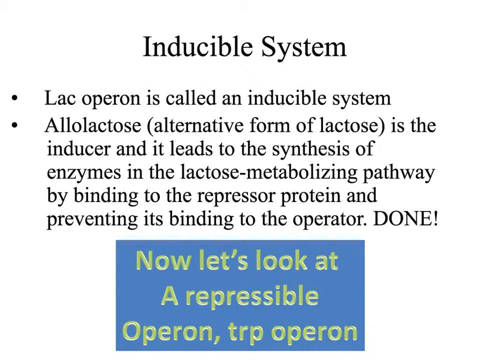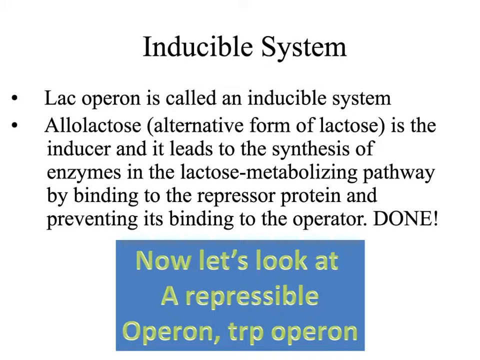Okay, so this lac operon is called an inducible system. Allolactose, which is an alternative form of lactose, is the inducer. It leads to the synthesis of enzymes to break down lactose in the lactose metabolizing pathway. It binds to the repressor protein and prevents its binding to the operator.